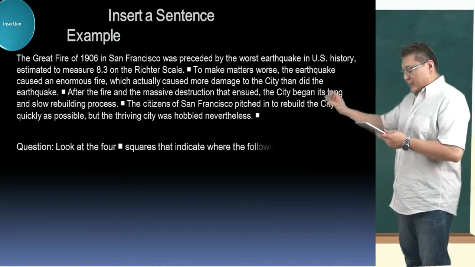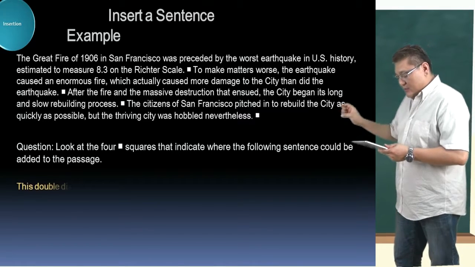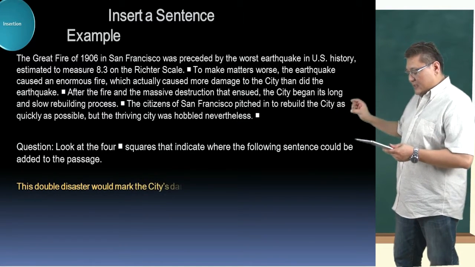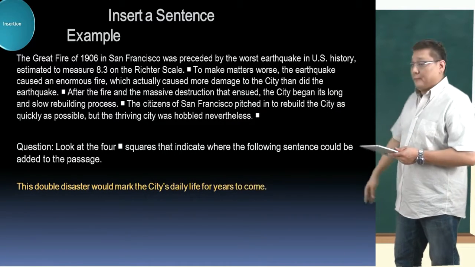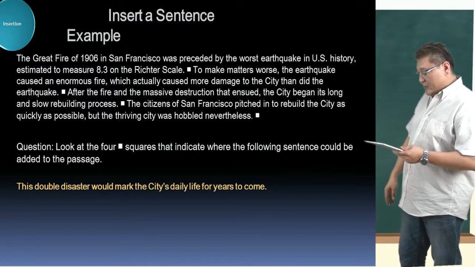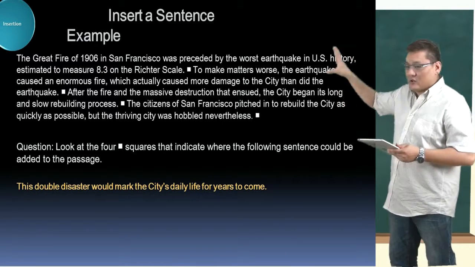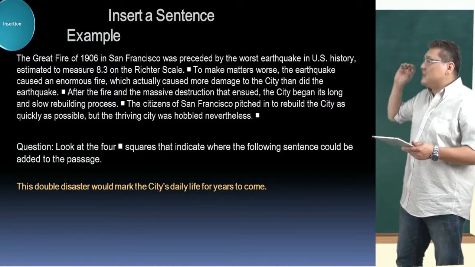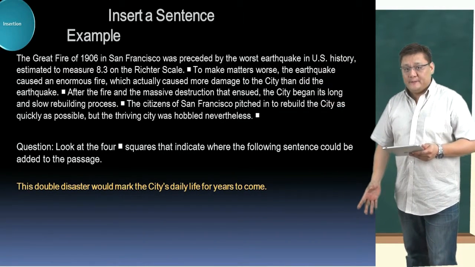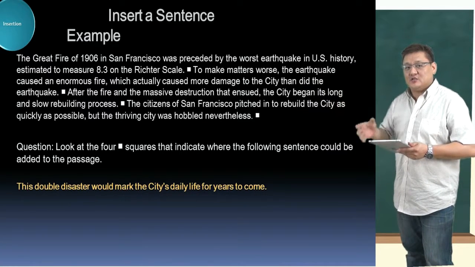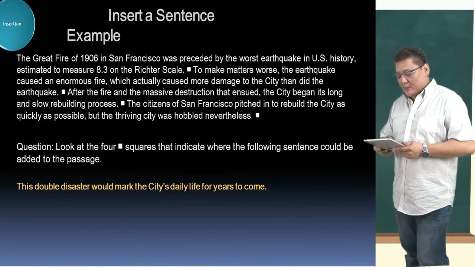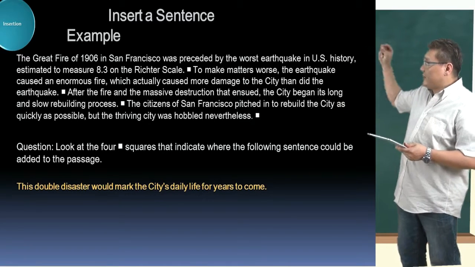Then look at the sentence below: This double disaster would mark the city's daily life for years to come. Okay? Then where would it best fit? Think about it. Okay? But they always give a hint when you do this. Let's look at the first one. Let's try putting it in the first one.